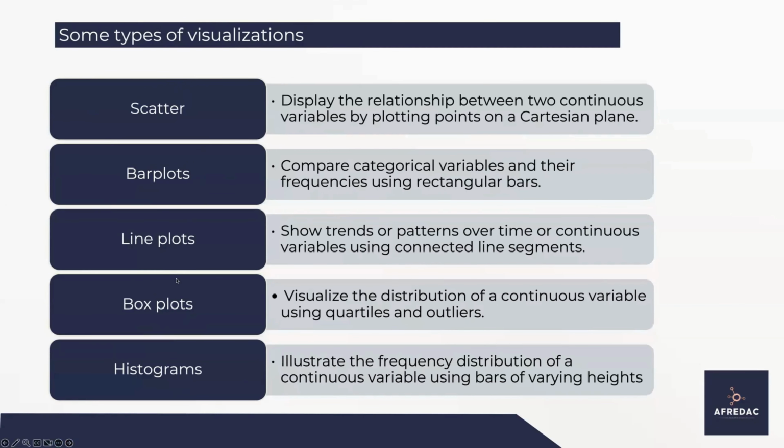Then we have some types of visualizations that we normally use. The common ones are scatter plots, where you want to display the relationship between two continuous variables, and you want to plot them on a Cartesian plane. That is just the X and Y axis. Then you can have bar plots. That is very good when you're comparing categorical variables and their frequencies. Then we can have line plots. Line plots, we can use them to show trends over time, or a continuous variable, which you can connect using line segments. Then there comes a time when you would like to check on the distribution of a continuous variable. You want to know the mean. You want to know the maximum value.